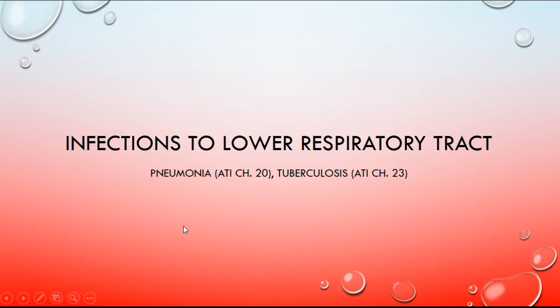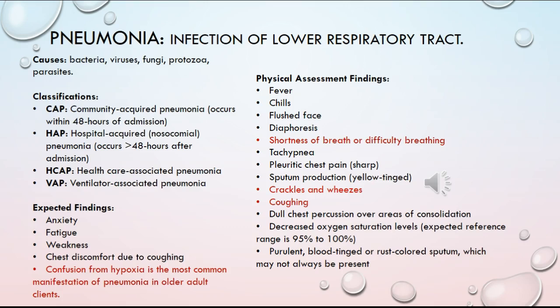So infections to the lower respiratory tract, we're going to talk about pneumonia and tuberculosis. Causes of pneumonia obviously can be viral, fungal, bacterial, and can even be caused by parasites. It is categorized by different classifications, whether it's community acquired, hospital acquired, healthcare associated pneumonia, and ventilator associated pneumonia, which you will see more with your critical care patients.